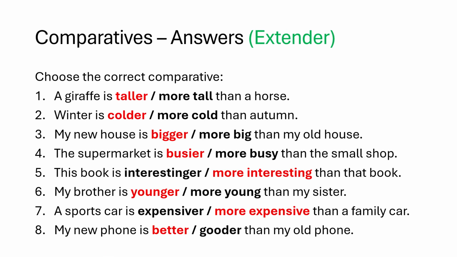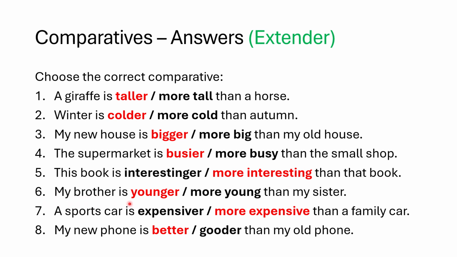Check your answers. 1. A giraffe is taller than a horse. 2. Winter is colder than autumn. 3. My new house is bigger than my old house. 4. The supermarket is busier than the small shop. 5. This book is more interesting than that book.